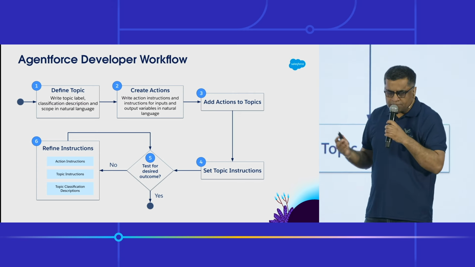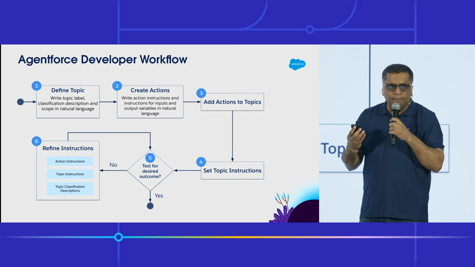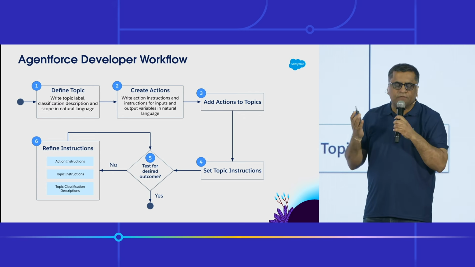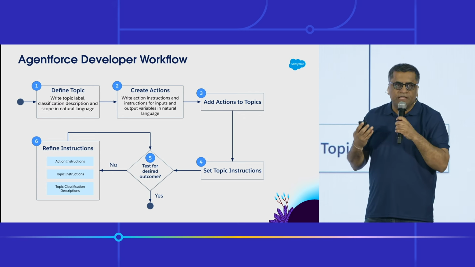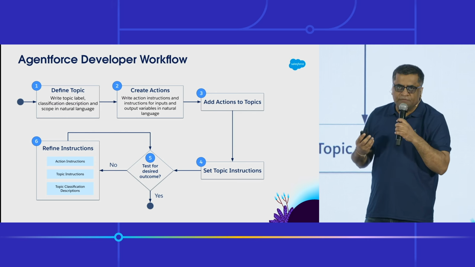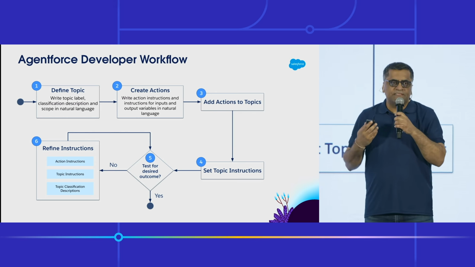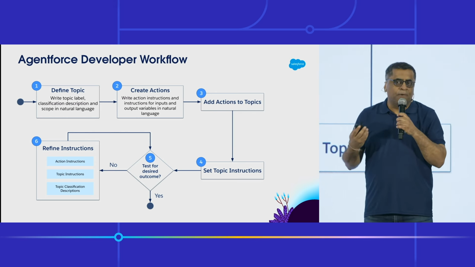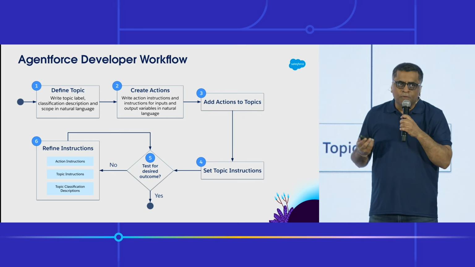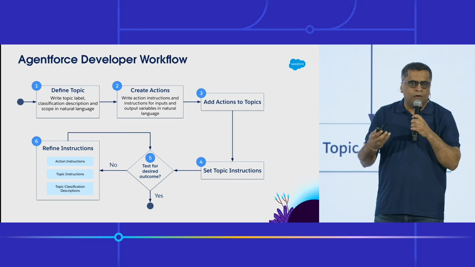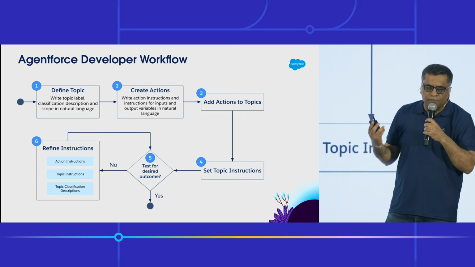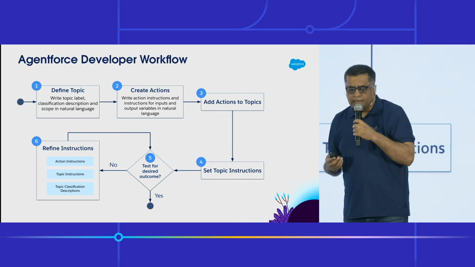First of all, you need to define the topic, which is broadly, what is the agent supposed to do? You write the topic label, you write the classification description in terms of how you classify the various actions associated with the scope in natural language. This is where the real power of Agentforce comes in. You are actually specifying everything in English, and somebody put out a very nice quote that English is the new programming language. And that is actually true, because even if you're not a developer, with agentic AI, with tools like ChatGPT, Claude, Cline, and several other IDEs, you can actually do a lot of development without even writing a single line of code yourself.